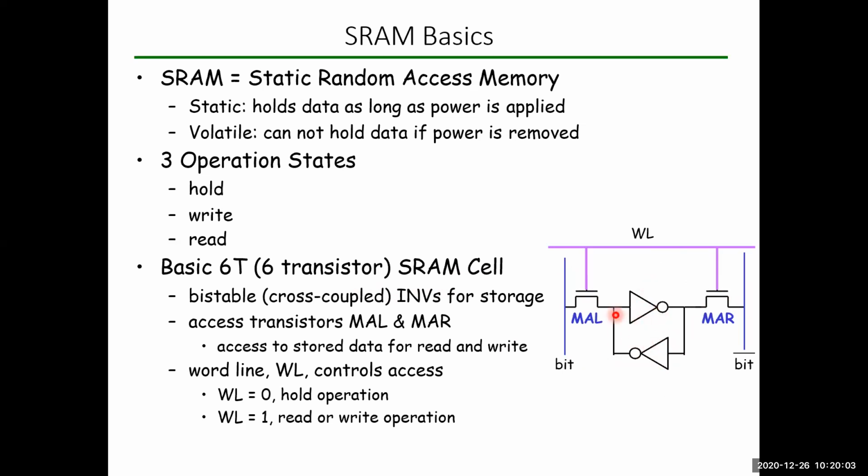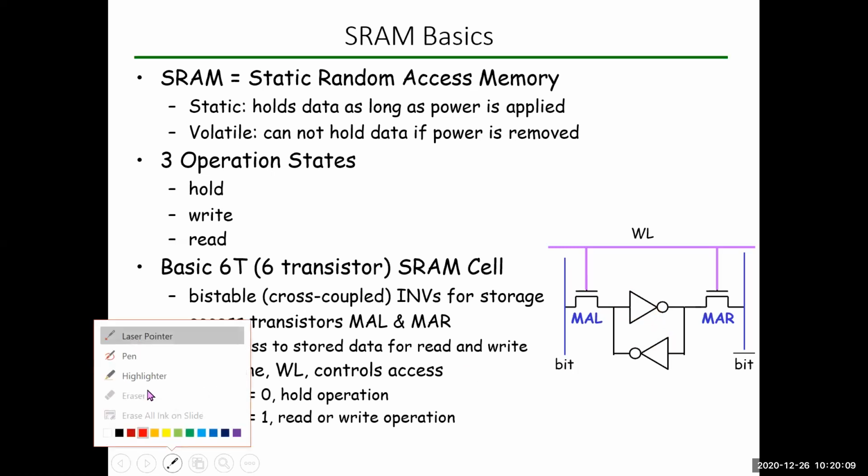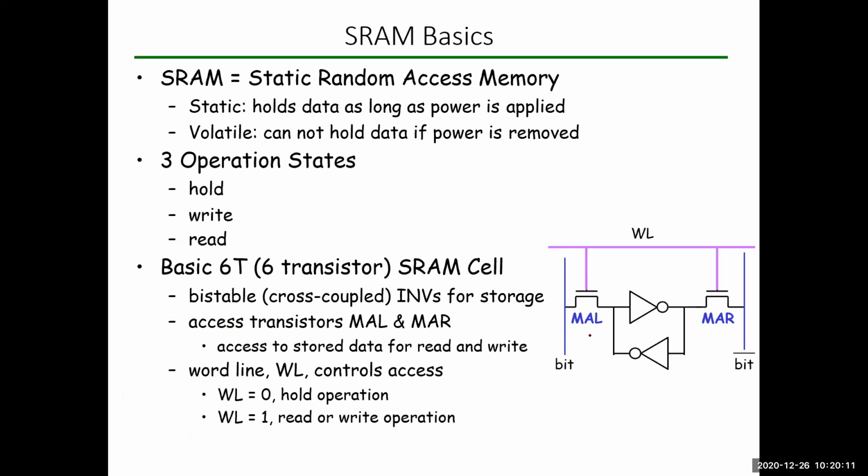Because here, once data is stored, assume that I have given a 0 as an input at the first inverter. The output of the first inverter will be 1, and the same output of the first NOT gate, or our CMOS inverter, will become the input to the second NOT gate, and it will again produce an output of 0. So ultimately, what is happening here?